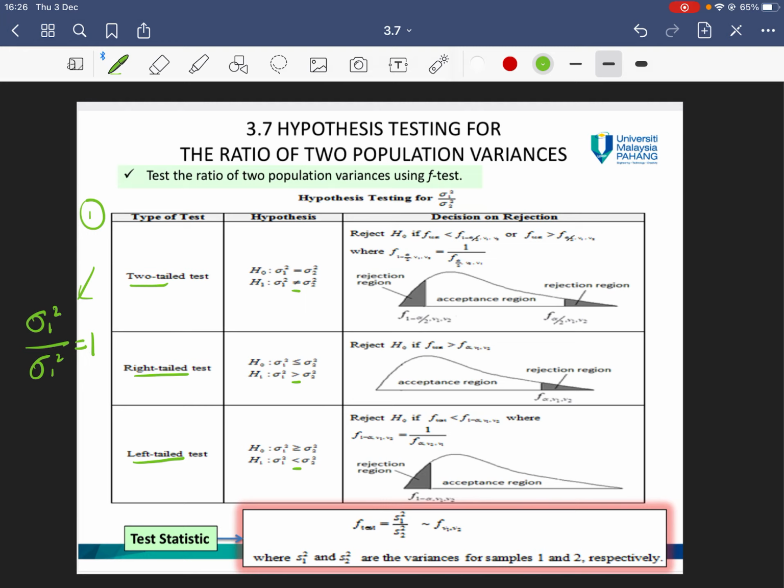Alright, so step number 2 is your F test. F test is equal to S1 square over S2 square, sample variance 1 divided by sample variance 2. For the ratio, the same as confidence interval, we will use F test. Okay, so for the decision on rejection region, look at this one.